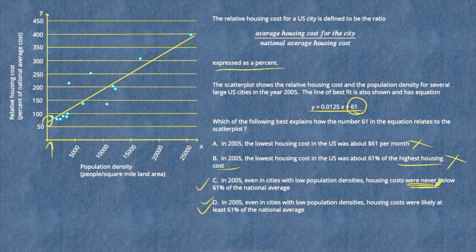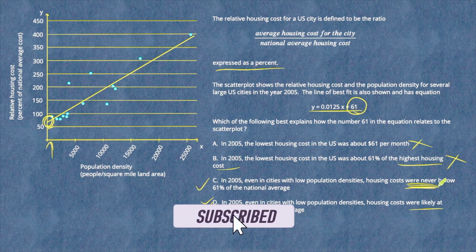So you need to get the exact data from all the US cities to know that it was never below the national average. Here, if you see, they have mentioned housing costs were likely at least. So based on what they have given here, and it starts around 61 here, the answer would be likely that the cost was 61% of the national average. So that's how I'm picking choice D as the answer and not C, because C definitely says it was never below 61%. And normally by looking at a scatter plot, you cannot come to that conclusion.